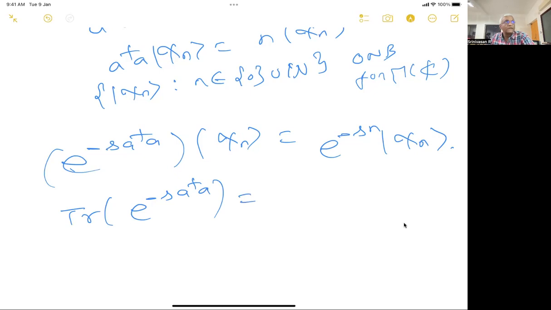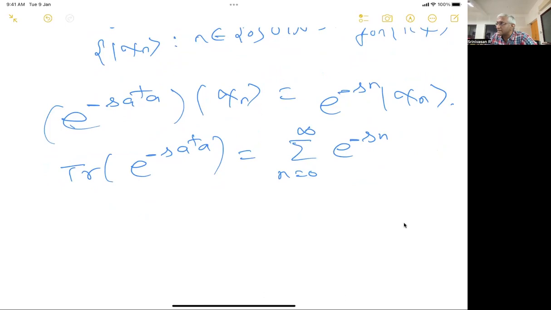That is equal to the summation n equal to 0 to infinity of e power minus sn. This is the sum of the eigenvalues, which is the trace. And this is just a geometric series, with the first term 1 and the ratio e power minus s. This is the trace.